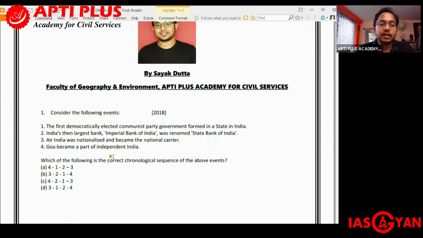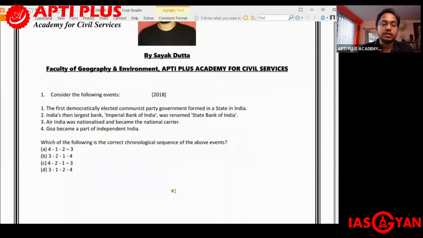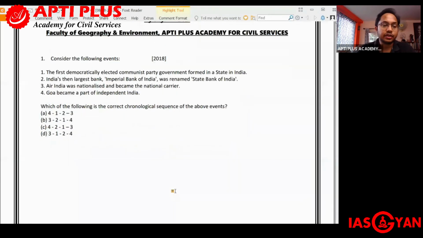Second is India's then largest bank, Imperial Bank of India, was renamed as the State Bank of India. Number three, Air India was nationalized and it became the national carrier. And fourth is Goa became a part of independent India. Now you have been asked which of the following is the correct chronological sequence of the above events. So you have to arrange them in terms of chronology, which happened first and which happened last.